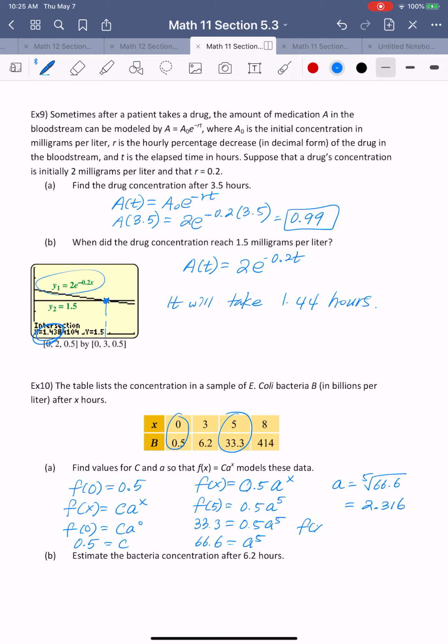So now your function should have 0.5 as c, 2.316 as the base a, and to the x power. And then you can find x in hours. After 6.2 hours, 0.5 times 2.316 to the 6.2 comes out as 91.3, which means the bacteria concentration after 6.2 hours is about 91.3 billion per liter. So it increases.